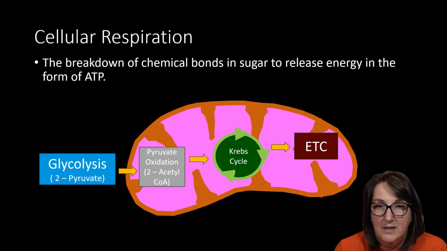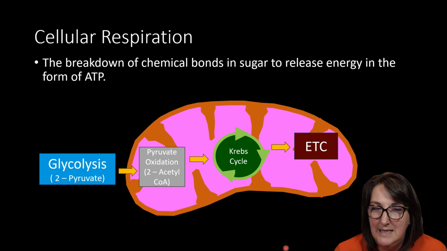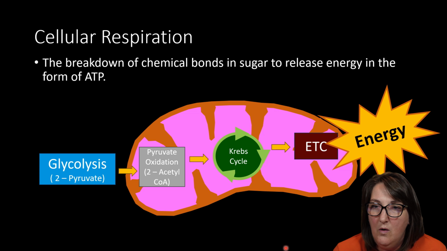So we start with different parts. We have what's called glycolysis, pyruvate oxidation, the Krebs cycle, and I'm going to end over here with the ETC. All of that is going to produce a bunch of energy that I can use to run daily metabolism. I'm able to use this energy for that.